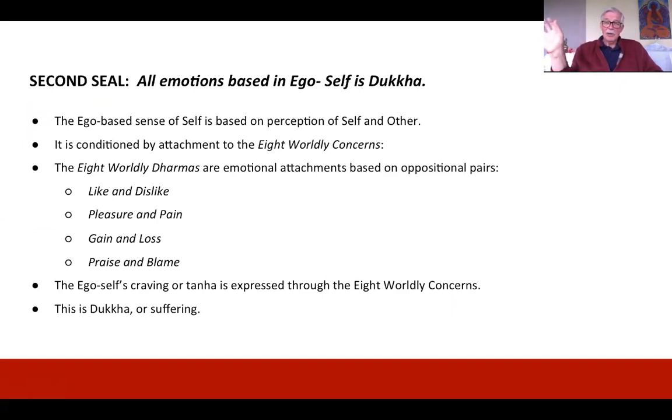So anyway, the 8 worldly dharmas go on and on, but they are the way our mind responds: like and dislike, me and that. It's going to cause you suffering. If you did not have a me and that, and I'll go on to this later, if you didn't have an ego sense, you wouldn't experience suffering like that. So the ego self-craving, or tanha, is expressed through these 8 worldly concerns, and this is suffering.